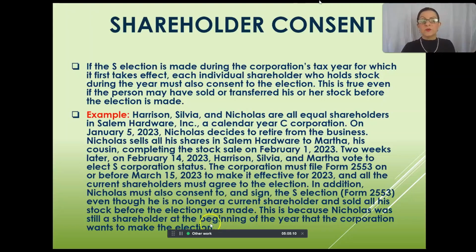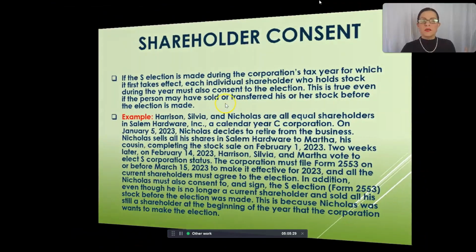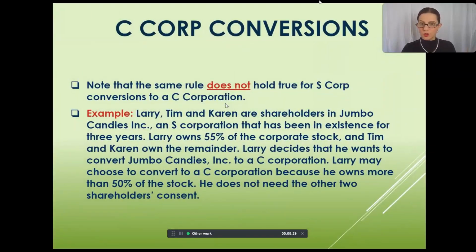This is because Nicholas was still a shareholder at the beginning of the year that the corporation wants to make the election. So even though he's not a current shareholder when the election is being made, he was a current shareholder in the year that they make the election. So in the year that you submit this form, basically, all the shareholders have to agree. 100% of the shareholders have to sign it. Otherwise, it's not valid.